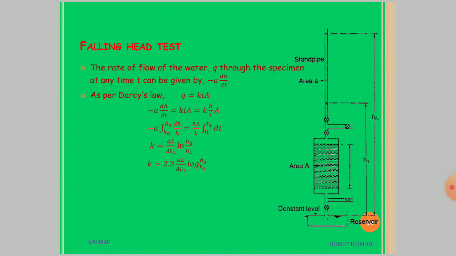As per Darcy's law, Q is equal to K into i into A. Substituting Q with minus a into dh by dt and hydraulic gradient i with h by L, and further simplifying the equation, we get permeability K is equal to 2.3 into small a into L divided by capital A into t1 into log H0 by H1.